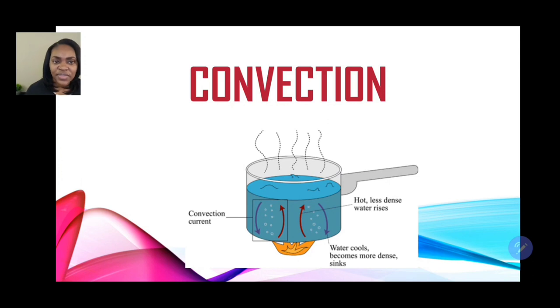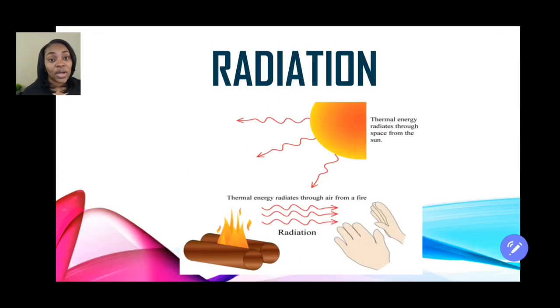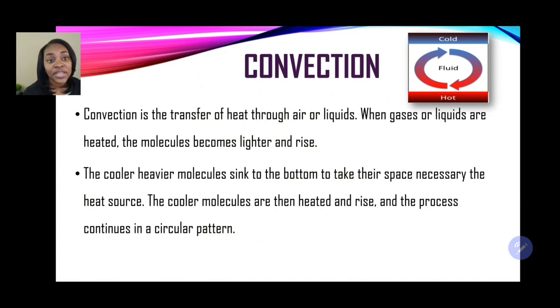Now, let us look at convection. Convection is the transfer of heat through air or liquids. When gas or liquids are heated, the molecules become lighter and they rise. Now, the cooler, heavier molecules sink to the bottom to take the space nearest the heat source. So as with boiling, you notice that the bubbles will circulate in the water, right? The cooler molecules are then heated and they rise, and the process continues in a circular pattern, right?